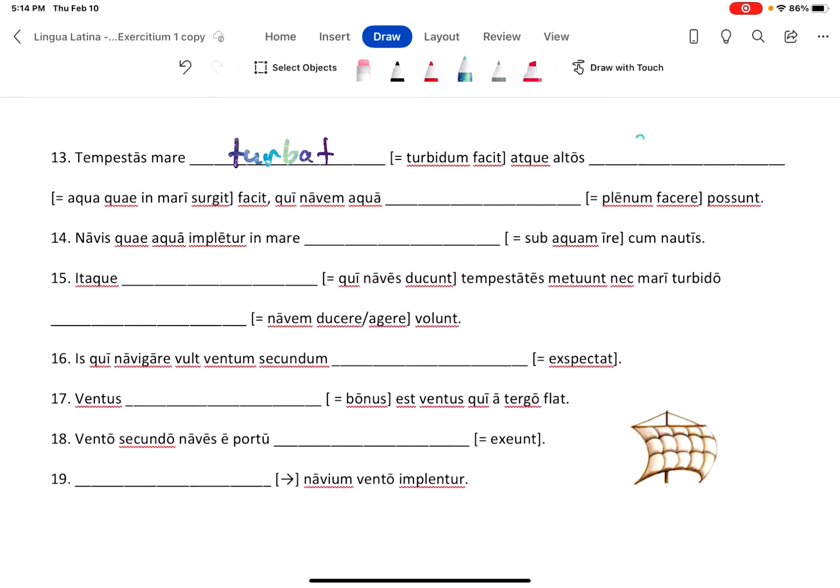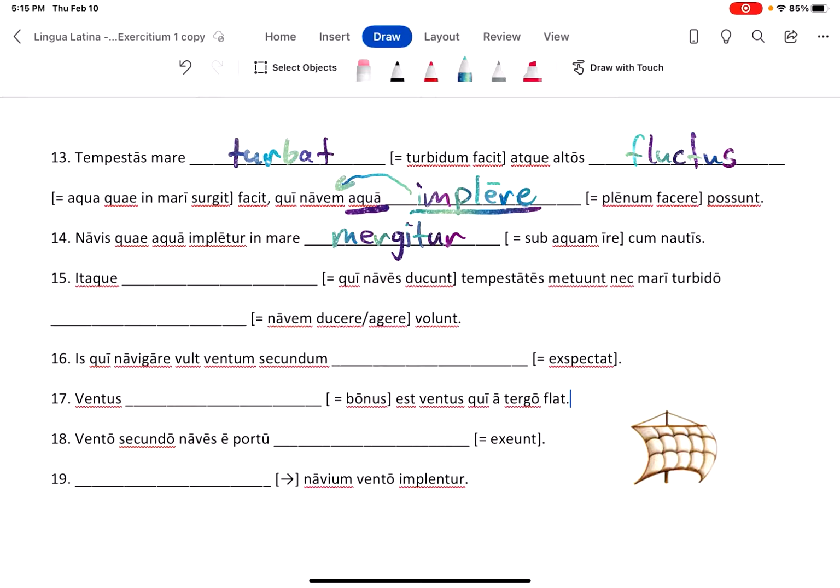Atque altos luctus facit. It makes large waves. Qui navem aqua implere possunt. Waves which are able to fill, implere, to fill the ship with what? With aqua. Navis quae aqua impletur in mare mergitur cum nautis. So it's submerged in the sea, the ship that's filled with water, just like the head of Marcus is submerged into the washing basin in the morning.